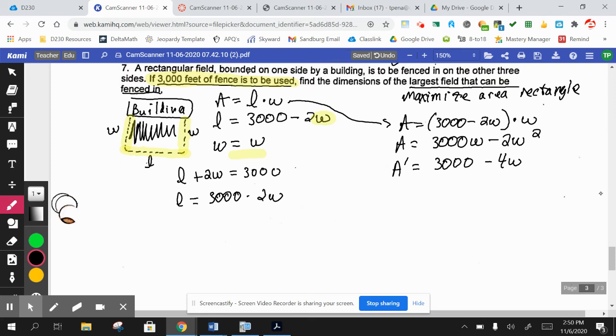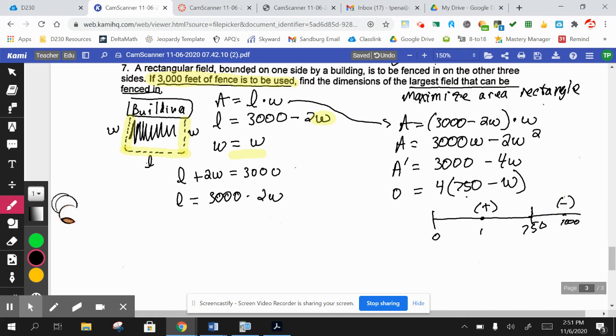That's not going to be undefined anywhere. So we set it equal to 0. We can pull out a 4 from each of those, and you're left with 750 minus W. We'd probably want to confirm that that's our max. So 0, we can't have a negative length, and then 750 is our test point. We'll make it obvious, we'll pick a 1. 750 minus a 1, definitely positive. If we pick 1,000, 750 minus 1,000 is going to be negative. That 750 is in fact our max.